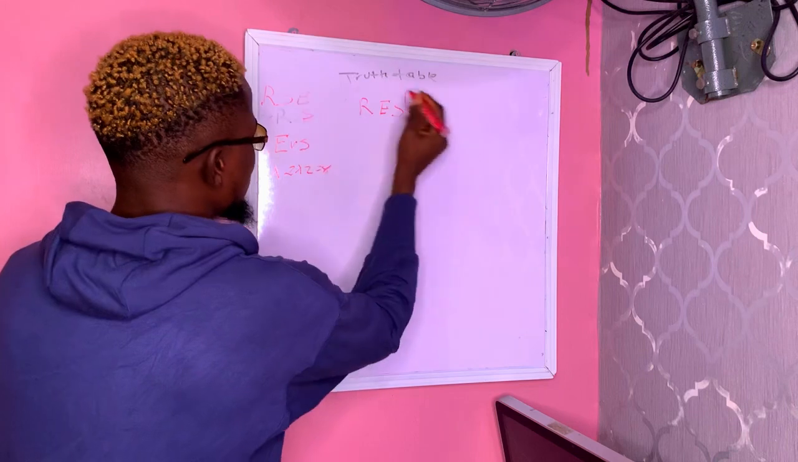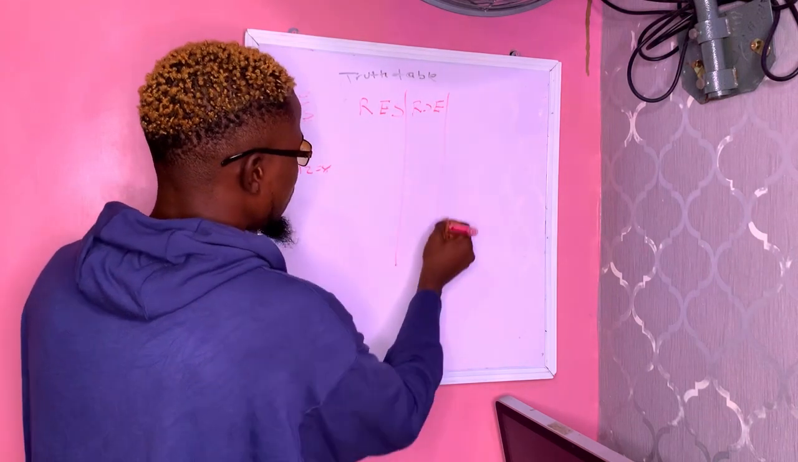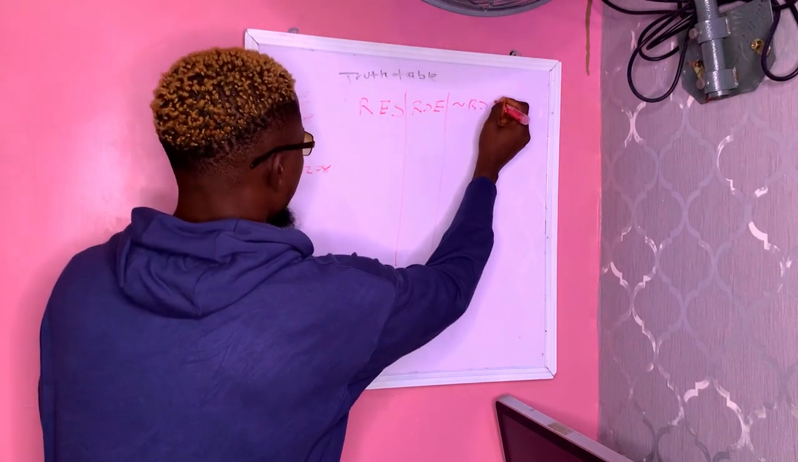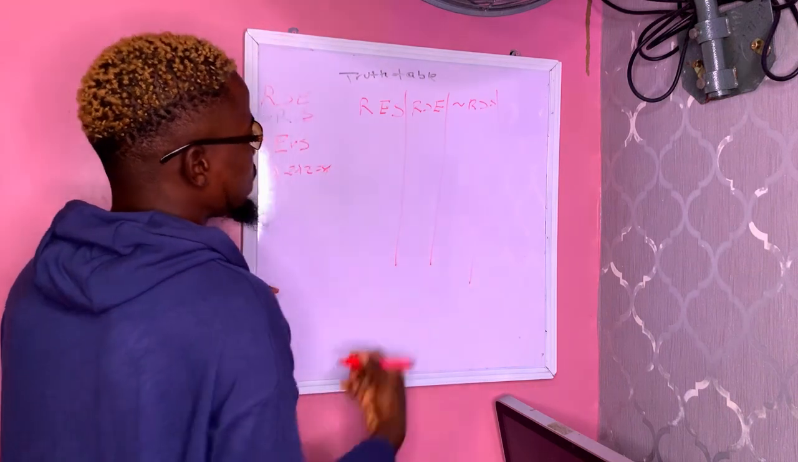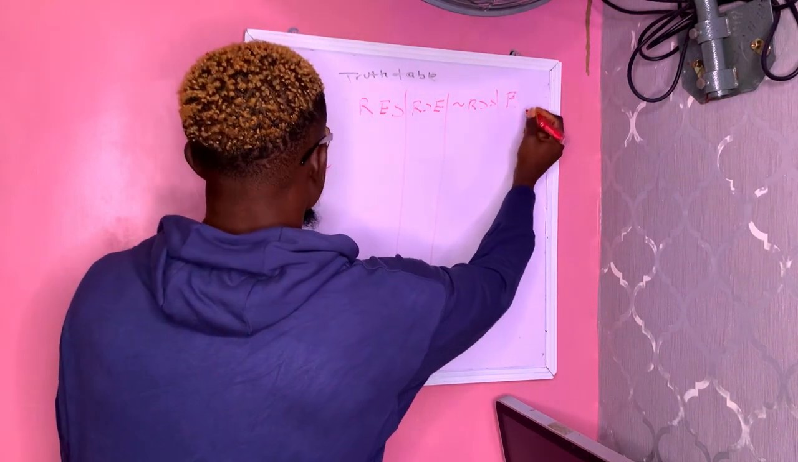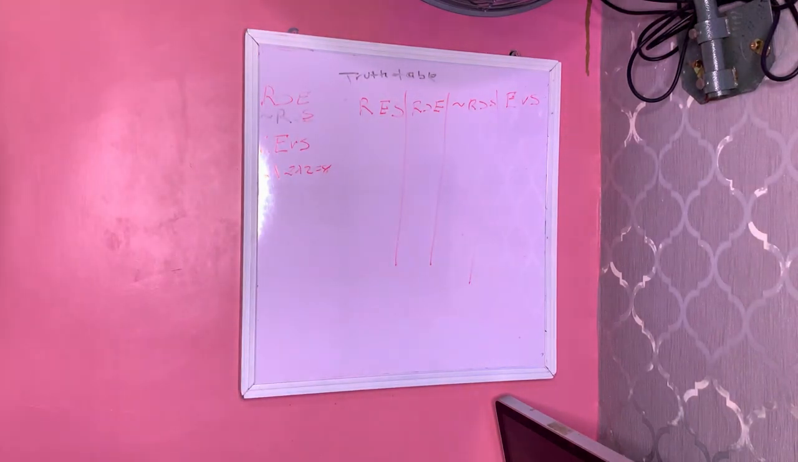I draw a line. That's the first premise, R implies E. I draw a line. I write out the second premise, negation R implies S. I draw a line. Then I write out the conclusion, which is E or S. So now let's assign the truth values.